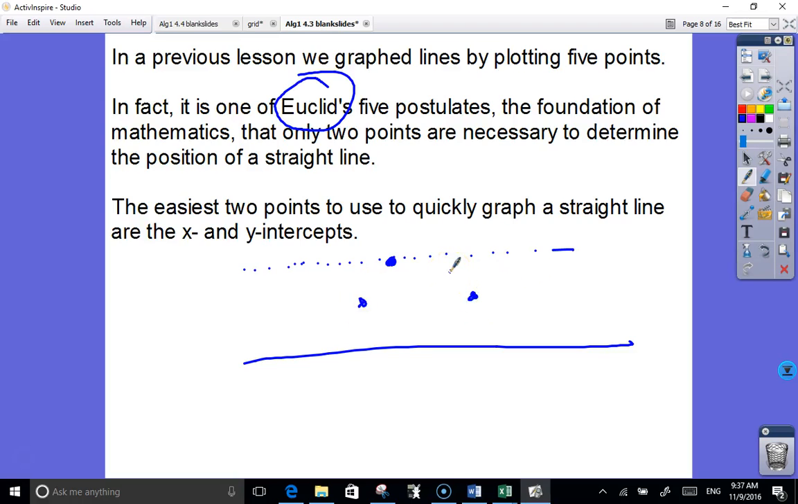So if we only need 2 points to graph the line, then which 2 points? Like in the first couple lessons where we were plotting 5, you could just pick any 2. But especially if the line is in standard form, the x term plus the y term equals a constant term, then finding the x and y intercepts can be a really convenient way to graph the line.